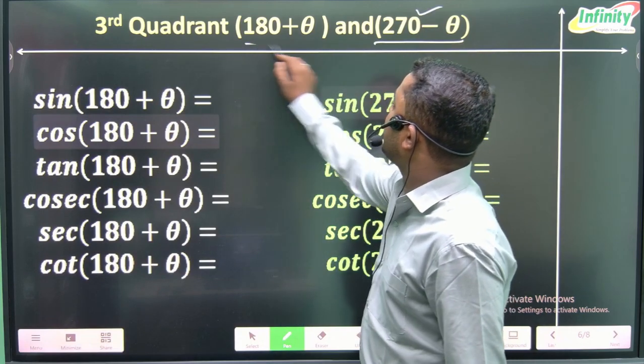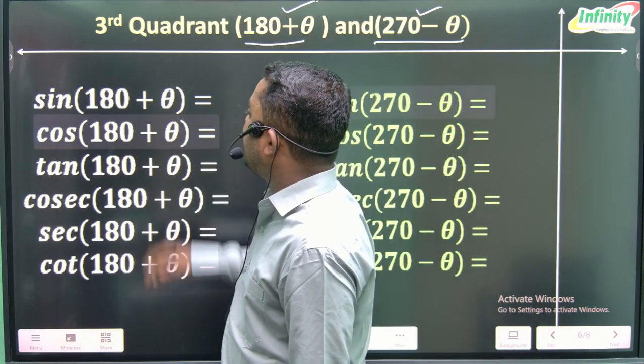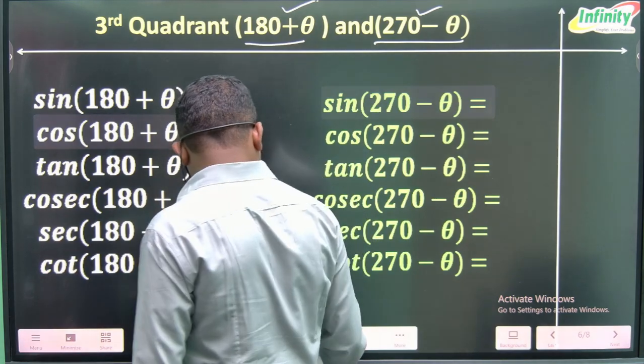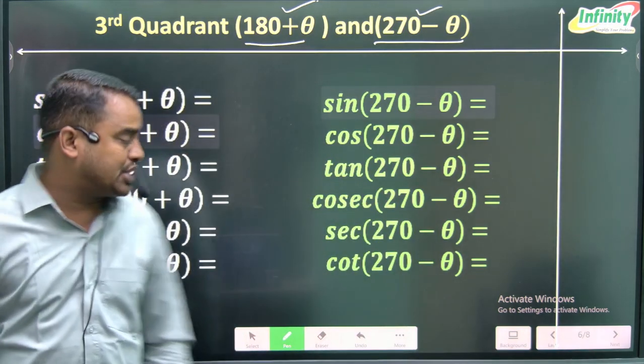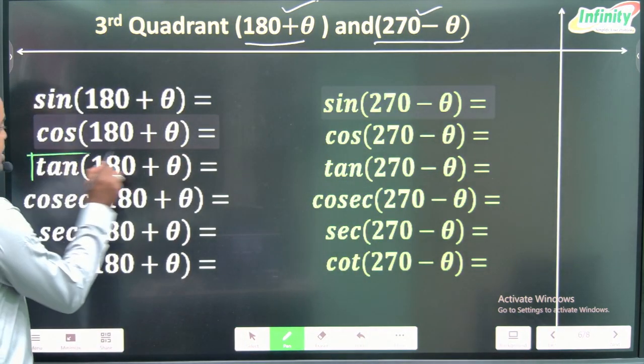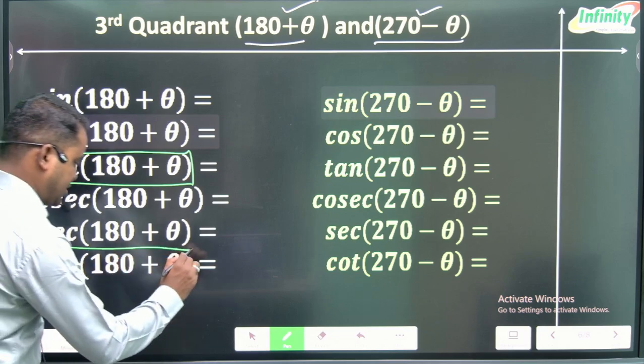270 minus theta, 180 plus theta lies in the what? Third quadrant. For 180 plus theta in the third quadrant, first we have to mark which functions are positive here. So here tan and cot are positive. So this tan is positive and this cot is also positive here.